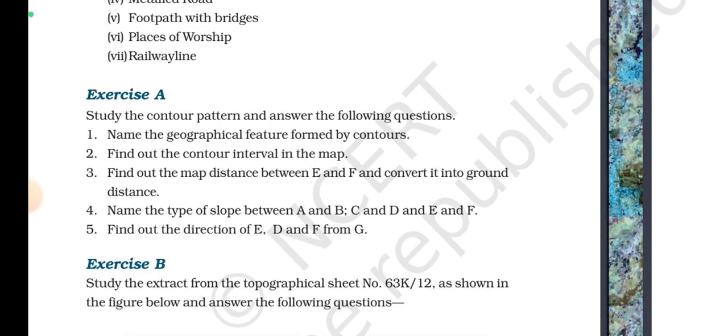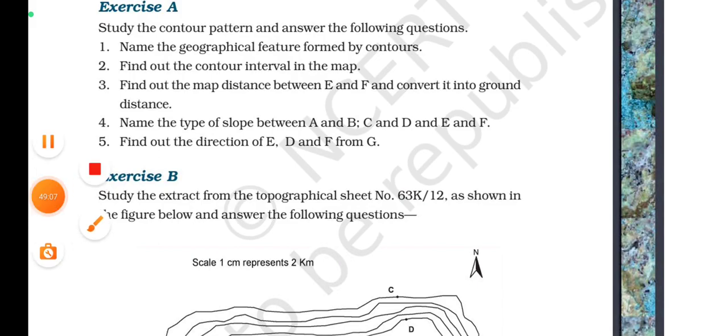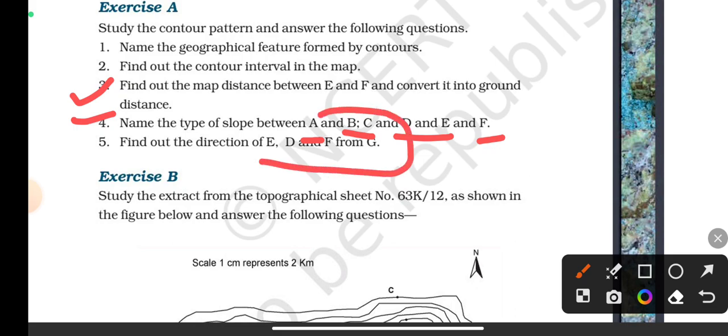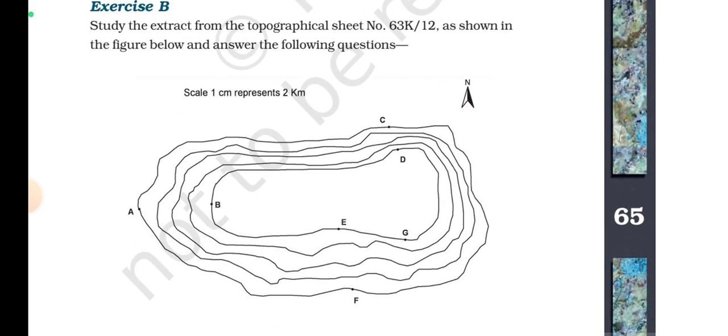नेक्स्ट है फाइंड आउट द मैप डिस्टेंस बिटवीन E एंड F एंड कन्वर्ट इट इनटू ग्राउंड डिस्टेंस. तो इसका भी एक फॉर्मूला होता है. ये तो स्केल है सिंपल. Name this type of slope between A and B, C and D, and E and F. ओके, नेम द टाइप ऑफ स्लोप. तो टाइप ऑफ स्लोप का आपको आइडेंटिफाई करना है. हमने कितना टाइप का पढ़ा था? जेंटल स्लोप, स्टीप स्लोप, कॉन्केव स्लोप, कॉन्वेक्स स्लोप, undulating slope like that. Find out the direction of E, D and F from G. डायरेक्शन की बात कर रहे हैं, तो ये डायरेक्शन आपको आइडेंटिफाई करना है ना.